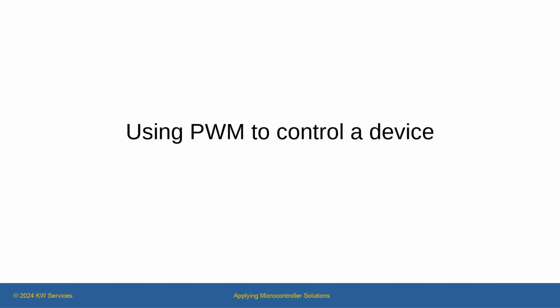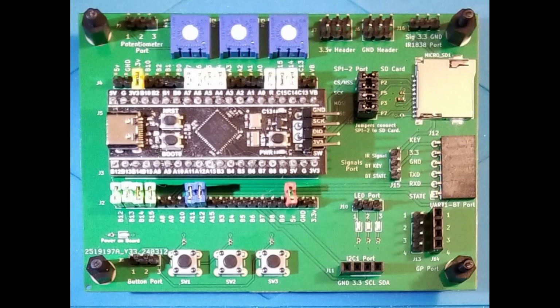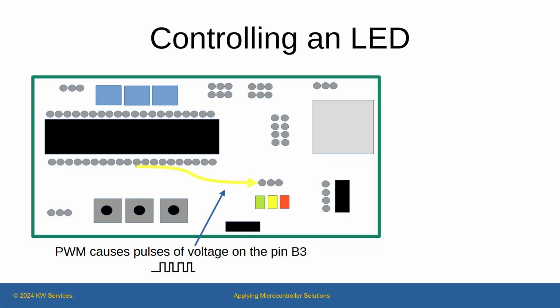In this video, we are seeking how to use our STM32 microcontroller to perform Pulse Width Modulation, or PWM, to get variable voltage out of a pin. Devices that consume voltage can be controlled with PWM. For example, the brightness of an LED.